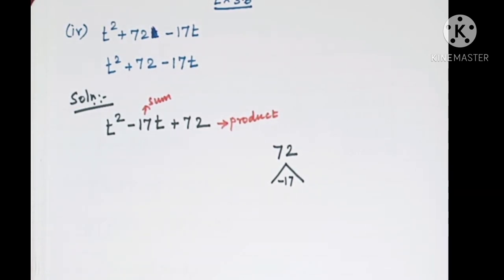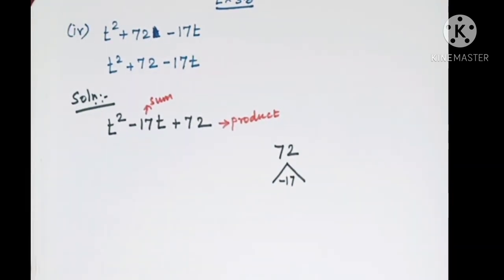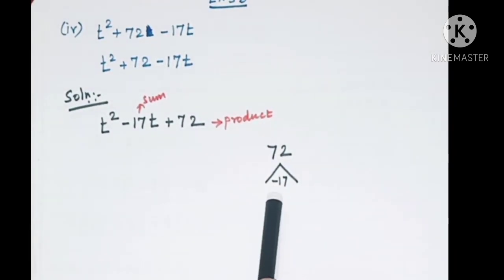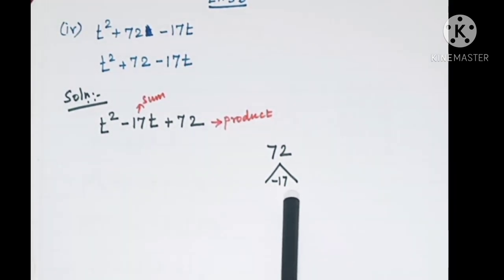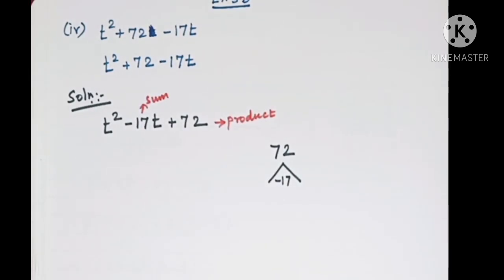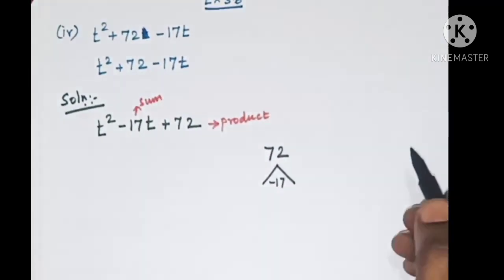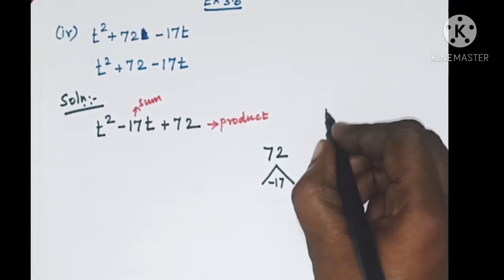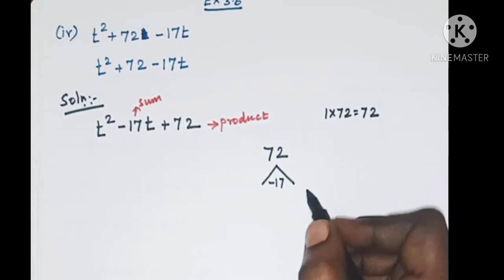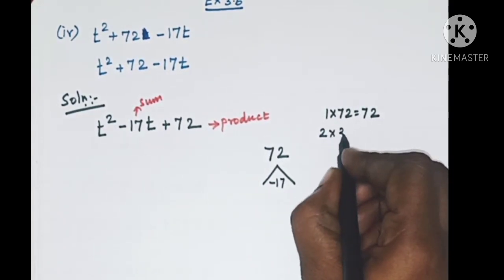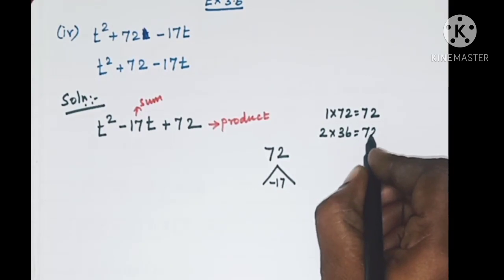If we multiply the two numbers, we should get plus 72. If we add or subtract the two numbers, we should get minus 17, because we have minus symbol here. For that, first we have to identify the factors of 72. So 1 into 72 is equal to 72. Next is 2 into 36 is equal to 72.